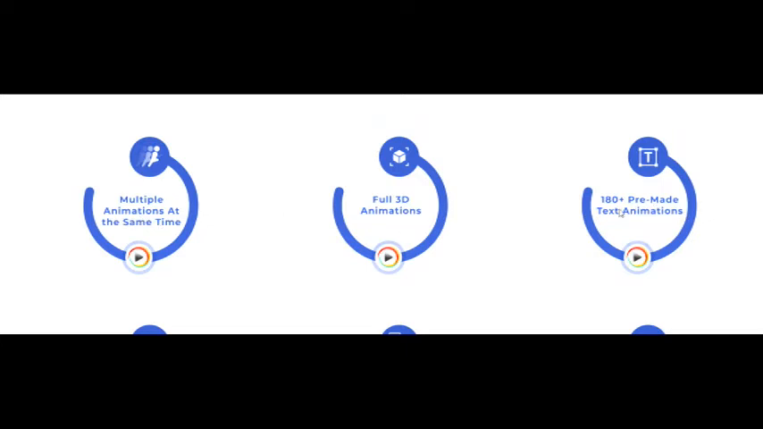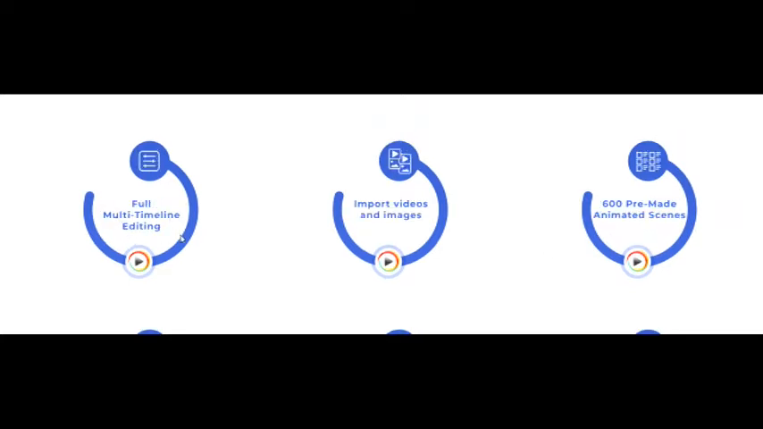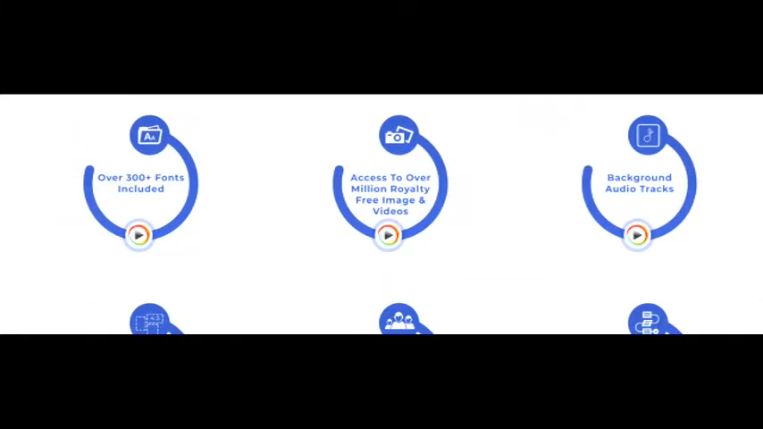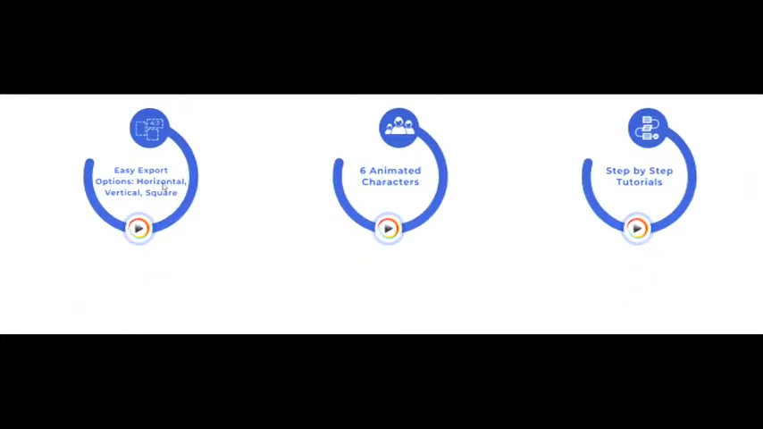You get access to 180 plus pre-made text animations, full multi-timeline editing, import videos and images. You get access to 600 pre-made animated scenes, over 300 plus fonts included, access to over a million royalty-free images and videos which you don't get with any other software. You also get access to background audio tracks. You can easily export your videos with horizontal, vertical and square options.